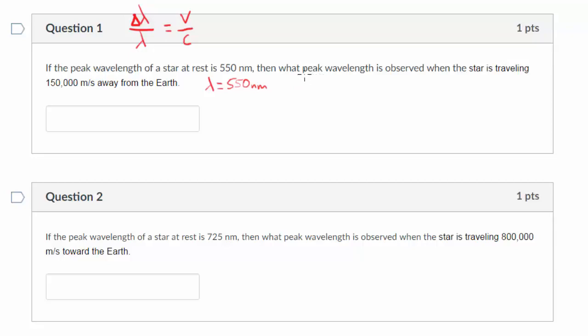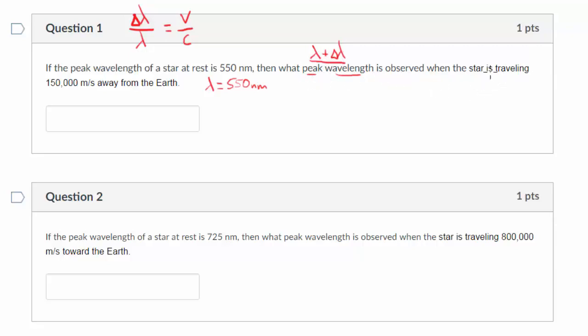And notice the question is asking us what will the peak wavelength be when it's moving. Now notice that delta lambda is the change in wavelength. But this question is asking for what will the new peak wavelength be. Okay, so that means we're going to need to take the starting wavelength and add to it whatever the change is. And that will give us what the new wavelength is, right? You have what you started at and what you changed by, and that'll give you your final value.